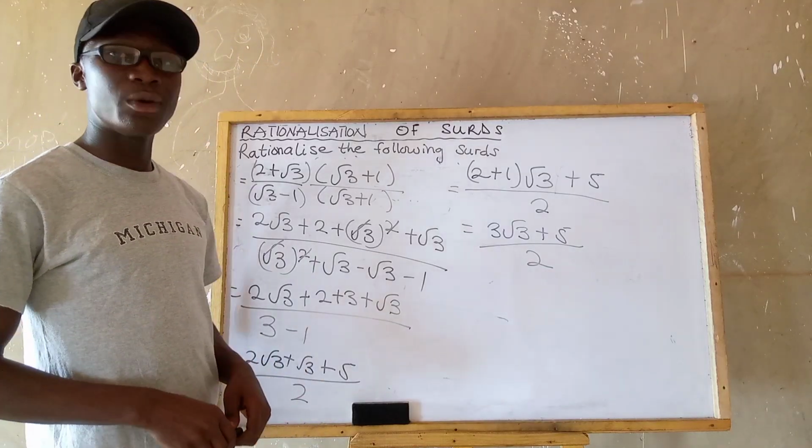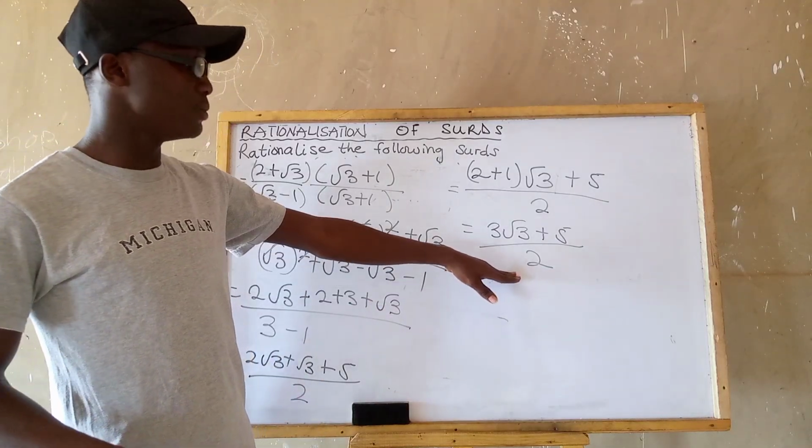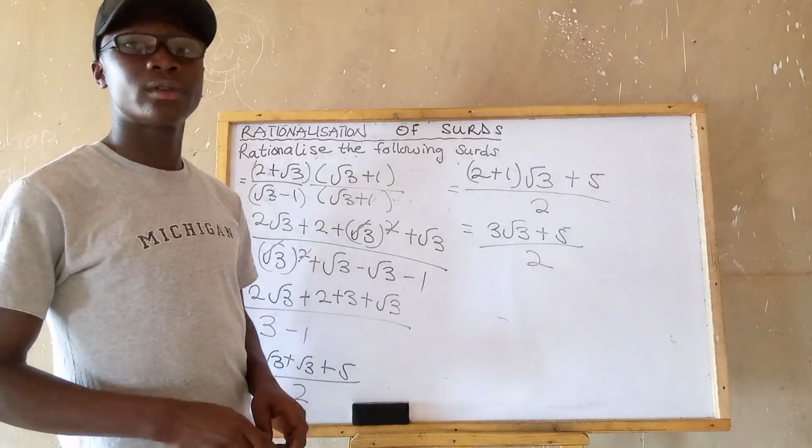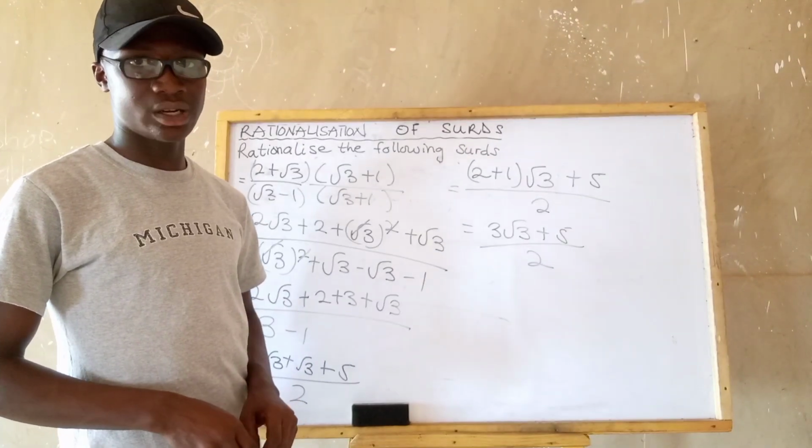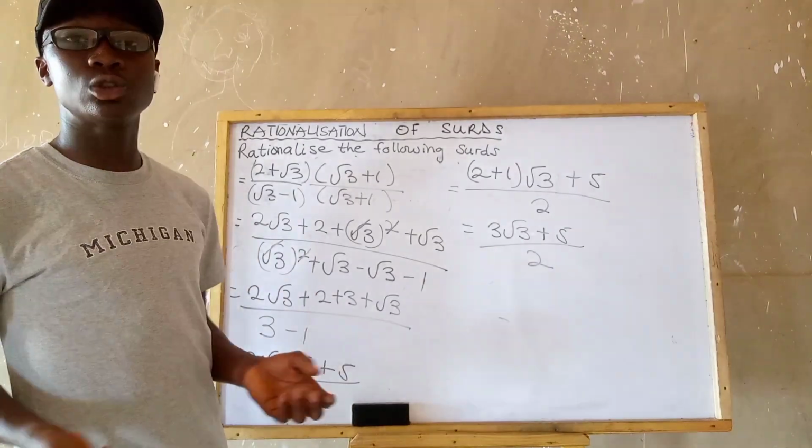Now we have the denominator to be a whole number or a rational number. So this is simply how to rationalize any surd.